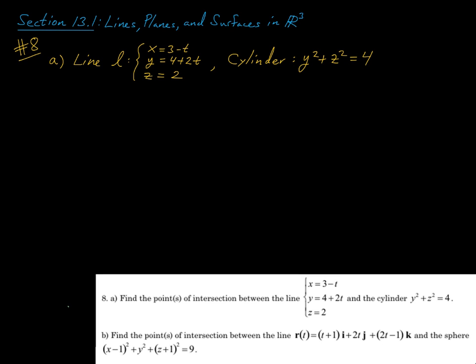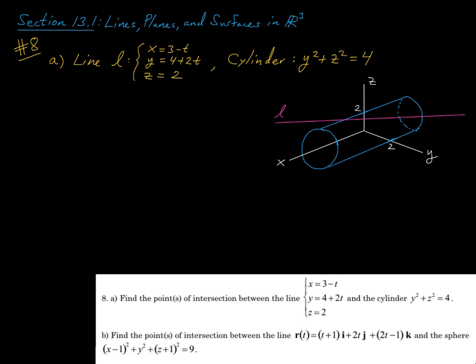Okay, next up is question 8. Part A says find the point or points of intersection between the line described by these parametric equations and the cylinder described by the equation y squared plus z squared is equal to 4. All right, well, the cylinder is the cylinder of radius 2, and the x-axis is the axis of this cylinder. And then here I've drawn this line in purple.